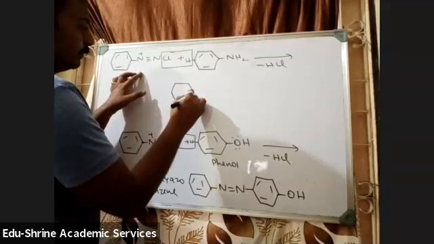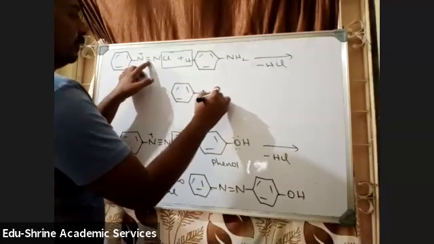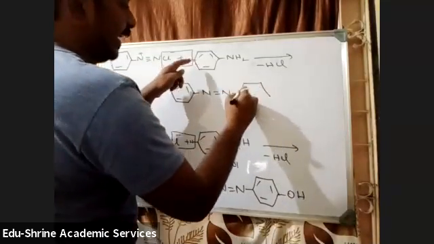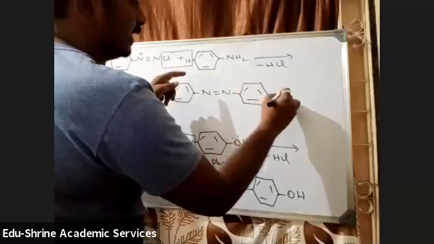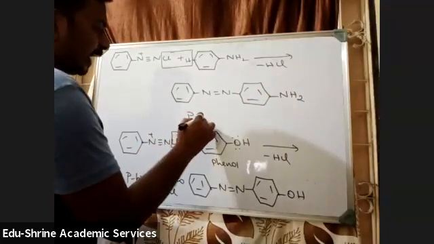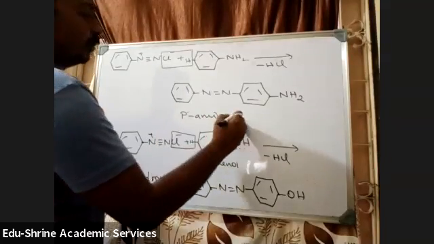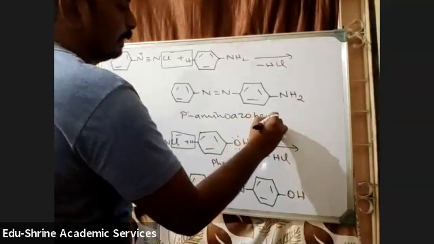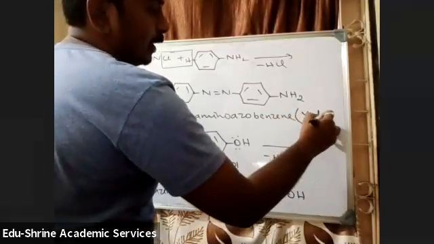So the triple bond will be converted to a double bond. So you'll get N double bond N, which will be directly in conjugation with the other benzene ring here. So this is called para-amino azobenzene, which is a yellow colored dye.